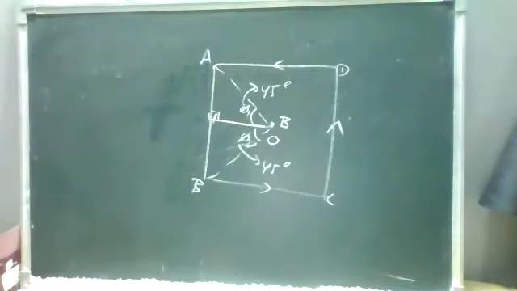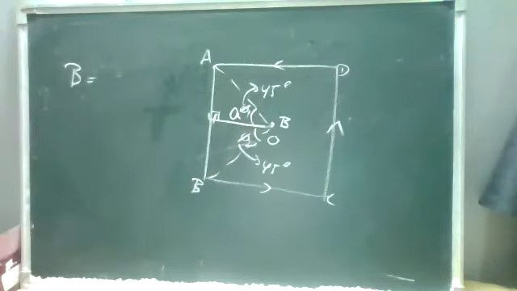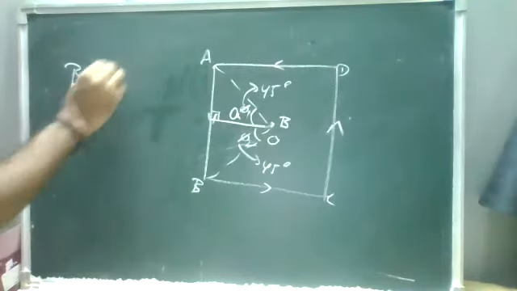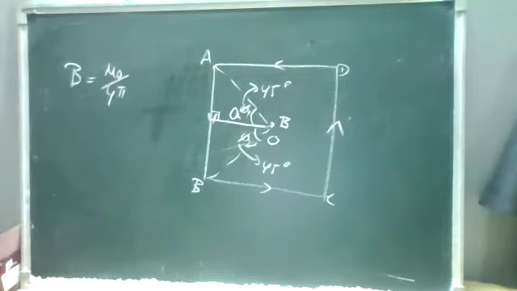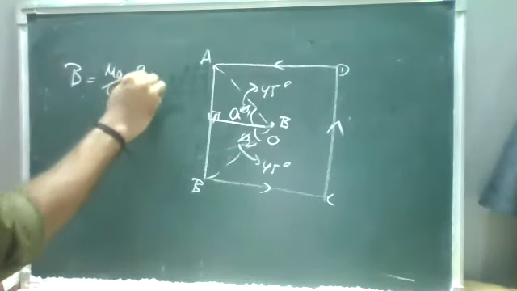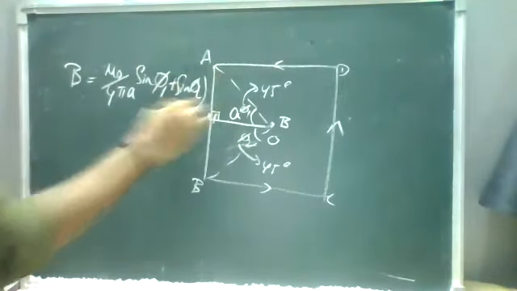Phi 1 will be 45 degrees and phi 2 will be 45 degrees. Now the equation: the magnetic field for a straight current carrying conductor at a distance of A, I assume the distance is A. The relation is B is equal to mu naught by 4 pi A, into sine phi 1 plus sine phi 2. This is your relation. Correct?